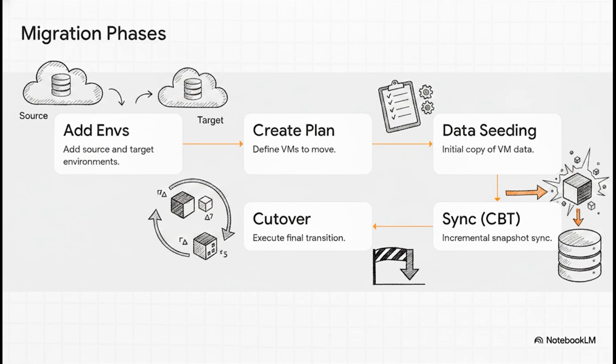Step 4 is the incremental sync. This phase relies heavily on CBT, which stands for changed block tracking. CBT basically lets Move copy only the tiny incremental changes made after that big initial data seed. And finally, Step 5, the VM enters a ready-to-cutover status and you execute the final cutover. Let's see how this actually plays out in the real world.